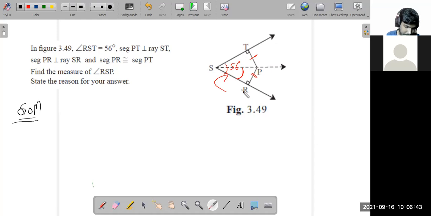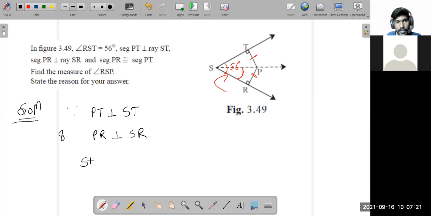So let's write it down. So first we'll say, since PT is perpendicular to ST and PR is perpendicular to SR. Also, it is given segment PR is congruent to segment PT. This is given. These all three are given to you.